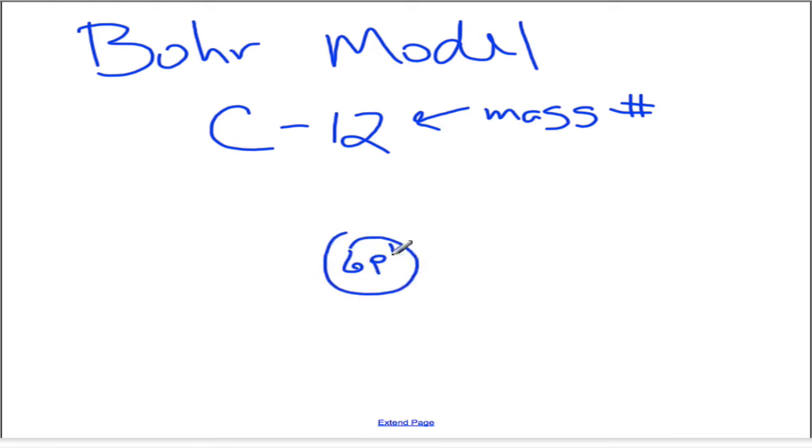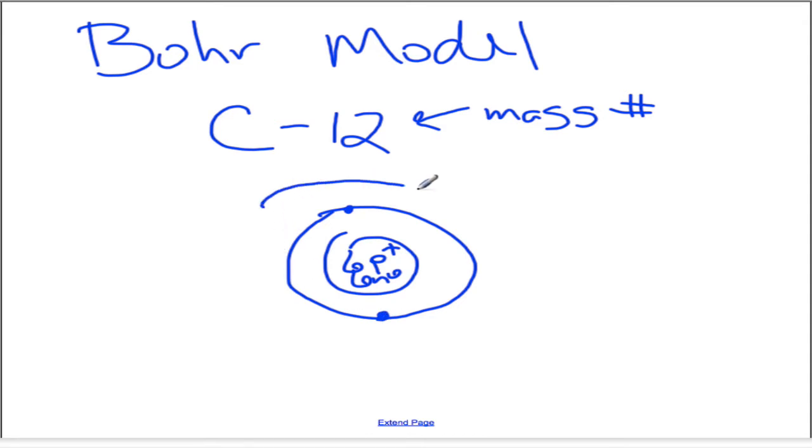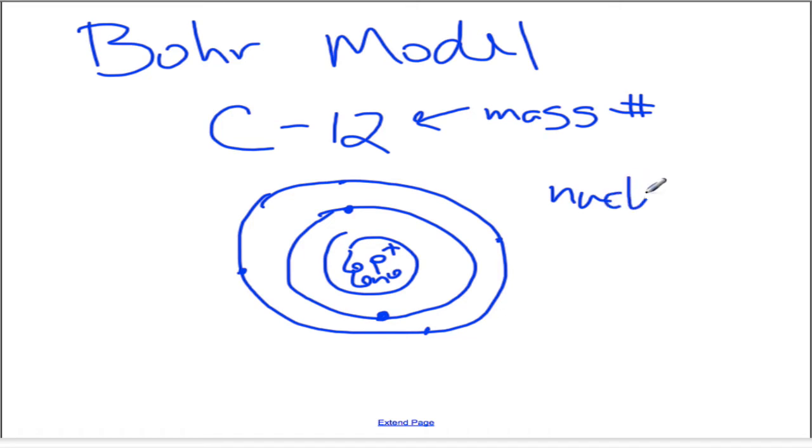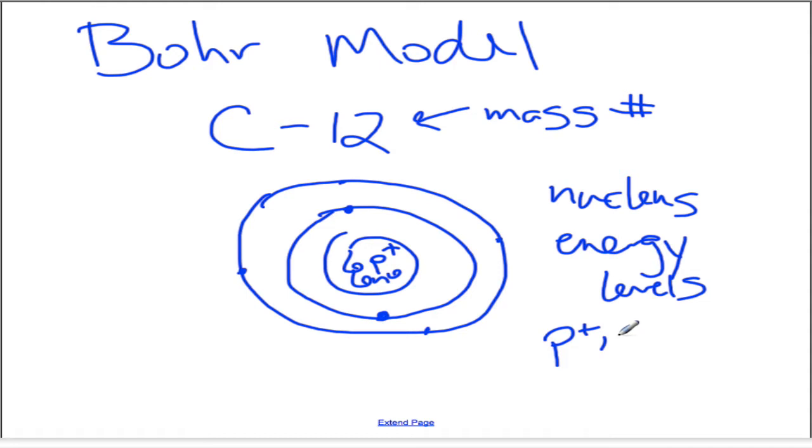Nucleus, there's going to be 6 protons, 6 neutrons. Then I'm going to put 1, 2, another ring, 3, 4, 5, 6. I'm done. That's all you need to do to make Bohr models. Bohr models show you the nucleus and the energy levels. They tell you where the protons, neutrons, and electrons are.